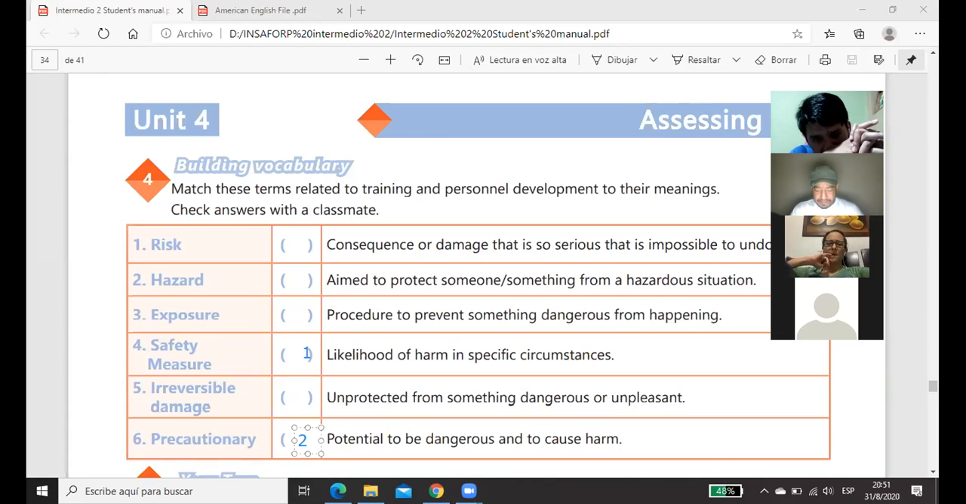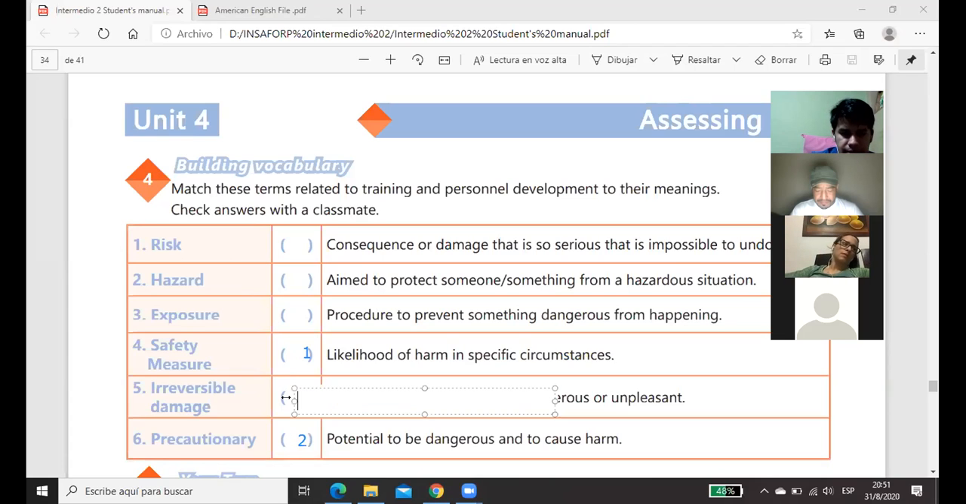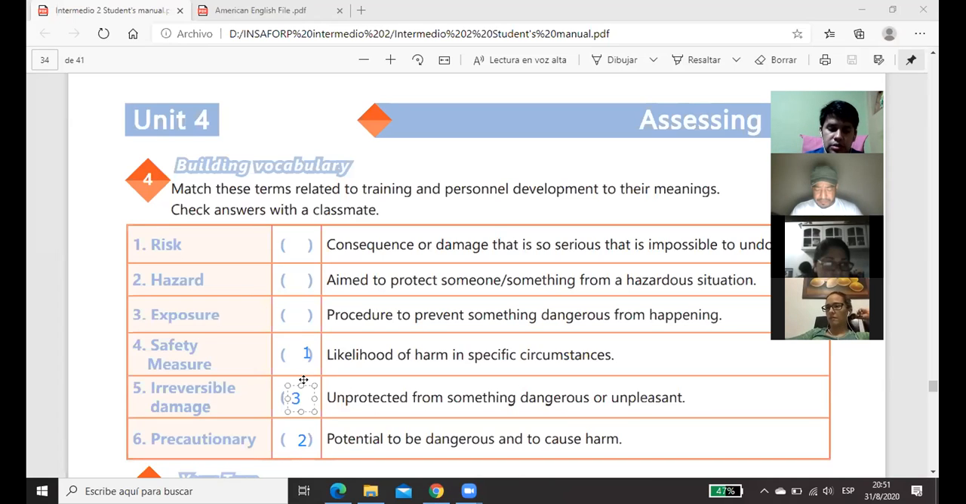Fine. Somebody else. Let me add it here: being unprotected. Number three. What about a safety measure? Arabella, what do you understand by safety measure? It is meant to protect someone from a hazardous situation. Okay, so that is a safety measure.